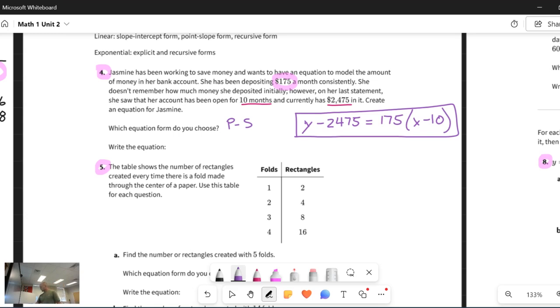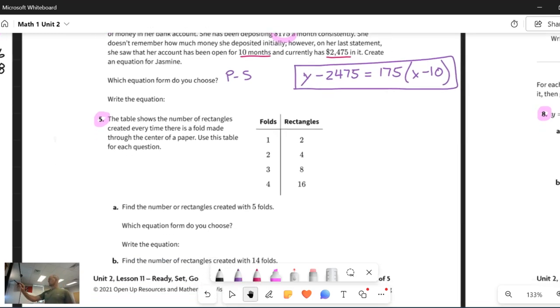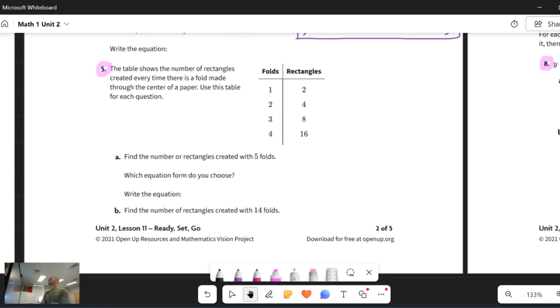Our next piece is, let's scroll up here so that we can see. The table shows the number of rectangles created every time there is a fold made through the center of a paper. Use this table for each question. So we have this table here, 1, 2, 3, 4 as our x's, and then our y's are 2, 4, 8, 16. One thing that we see happening here is there's a pattern.